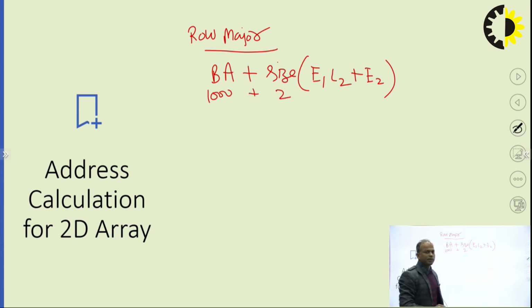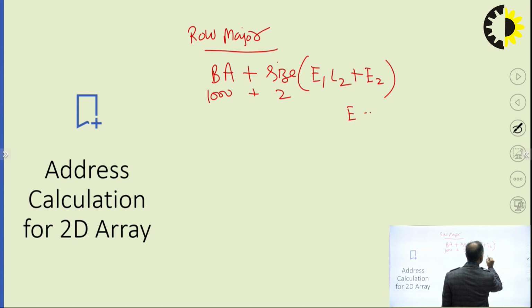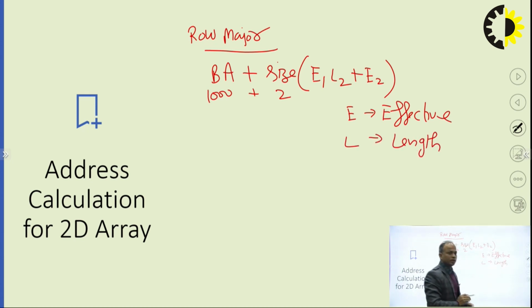Then size is replaced by here 2. And what are the E's and L? Basically, E is the effective address and L is the length. E stands for effective address, and L stands for length. What is the length of a particular dimension? We are representing it using the L, and through E, the effective address.